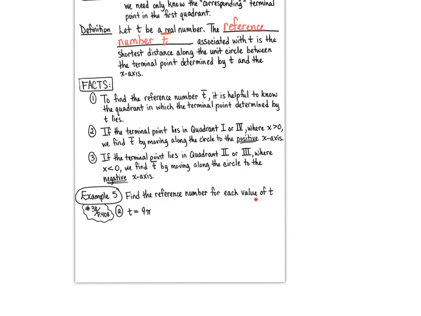Find the reference number for the value t is equal to 9 pi. So t equals 9 pi. This is what here? 0. And then this point, I'll use a highlighter. This point is what? Or the laser. That's the point, but what's the angle?